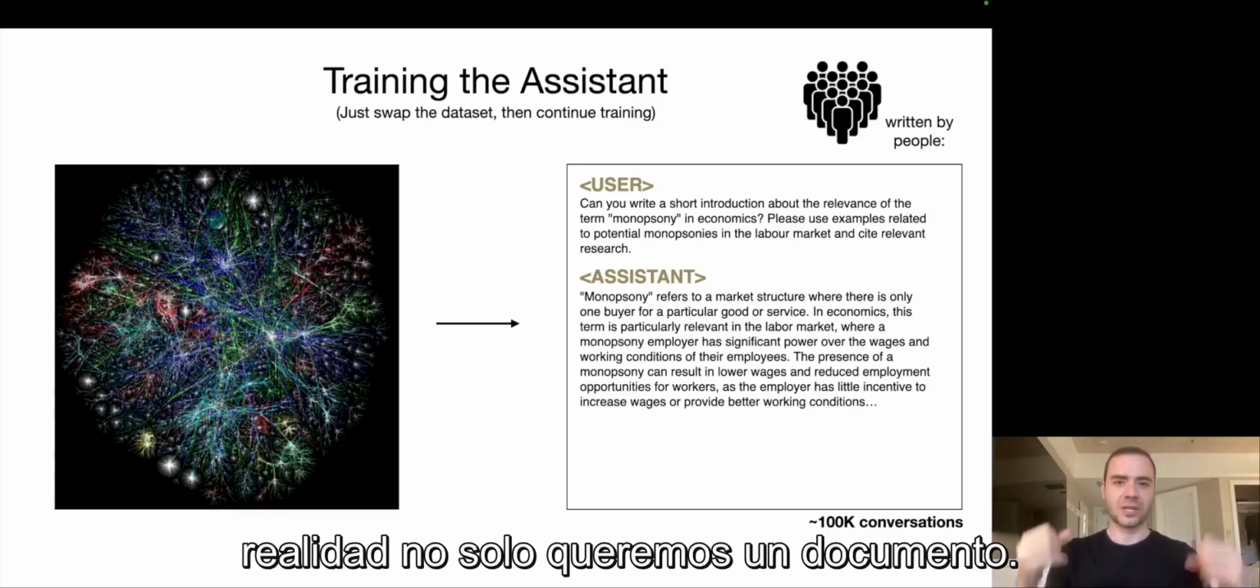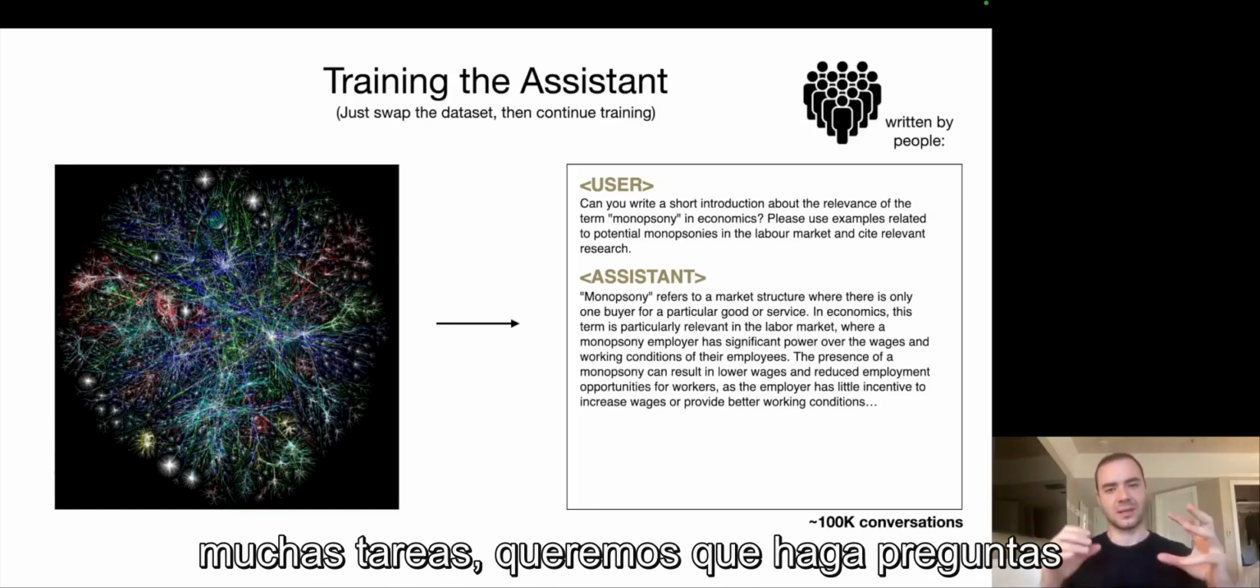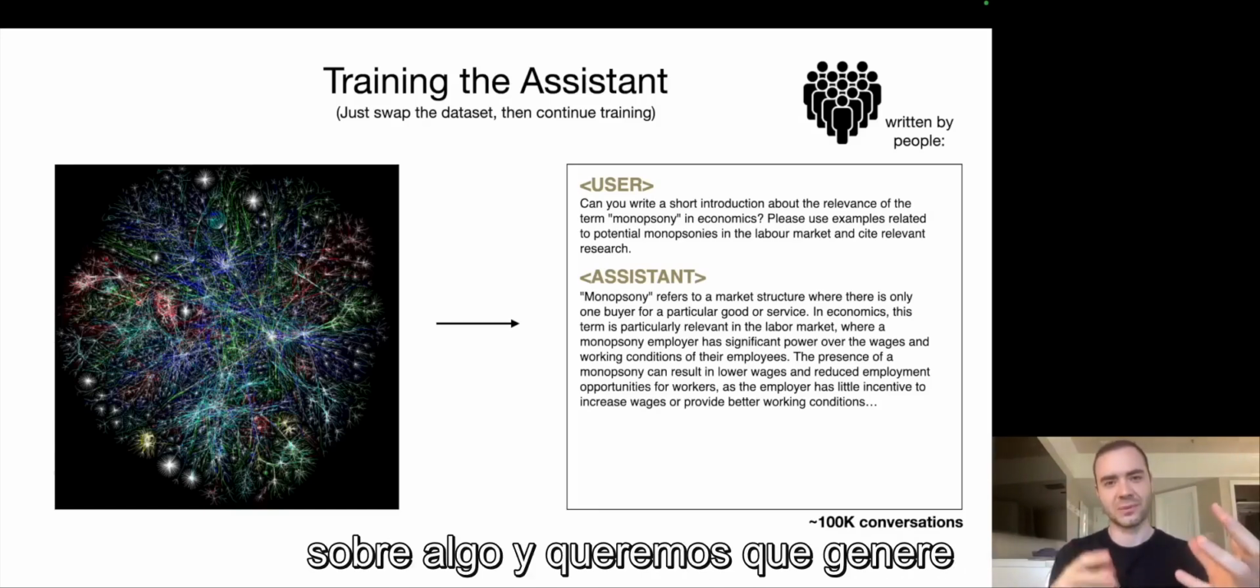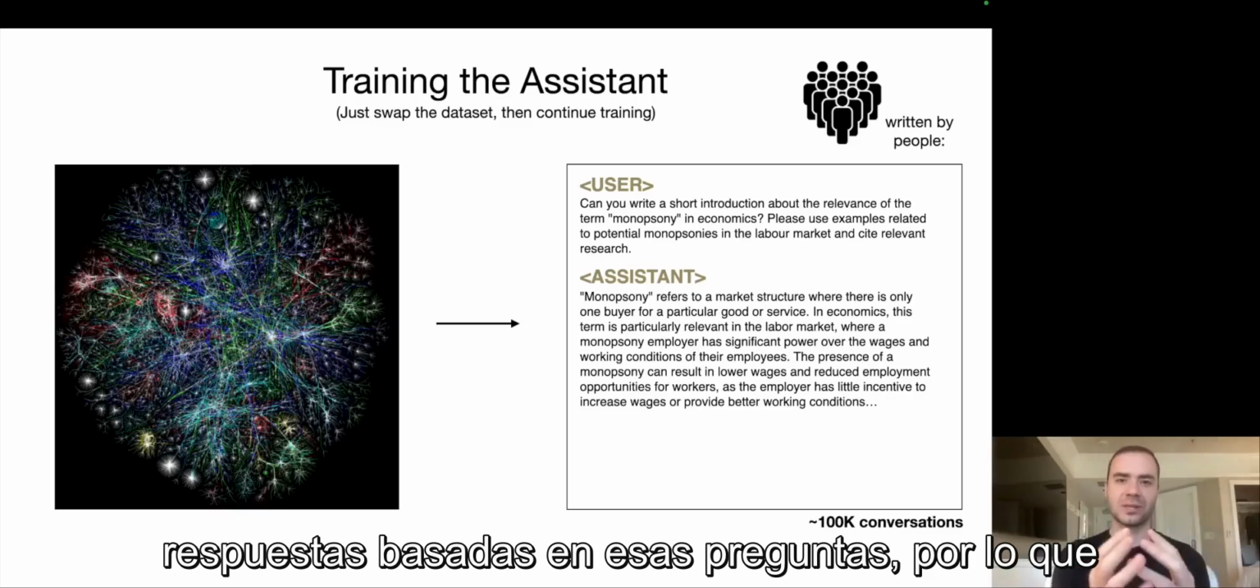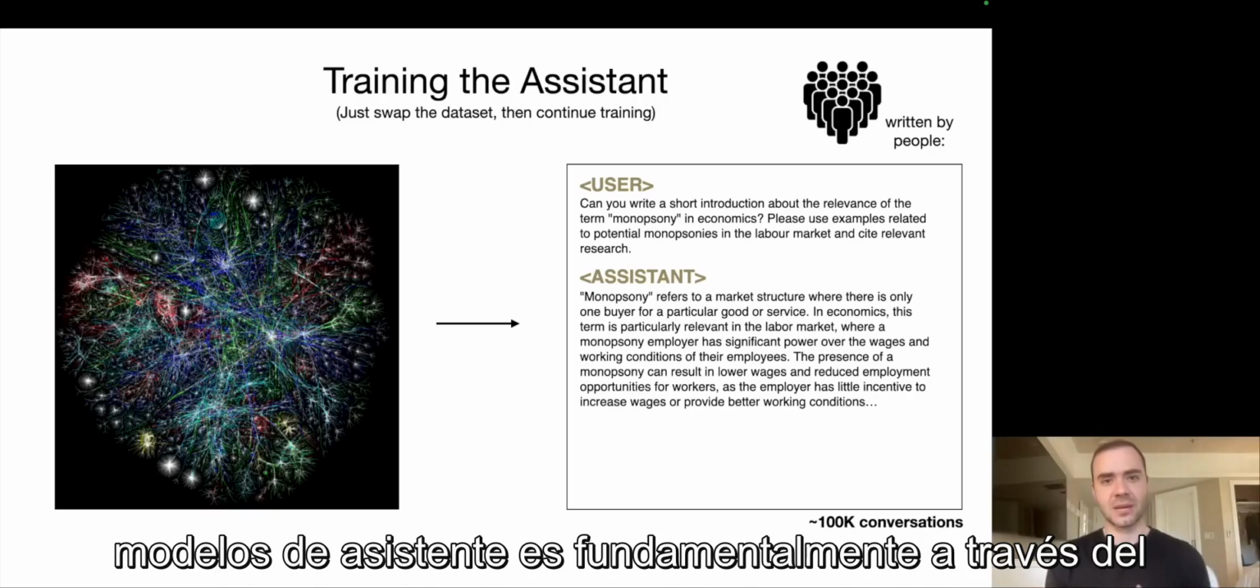Because we don't actually really just want document generators. That's not very helpful for many tasks. We want to give questions to something, and we want it to generate answers based on those questions. So we really want an assistant model instead. And the way you obtain these assistant models is fundamentally through the following process.